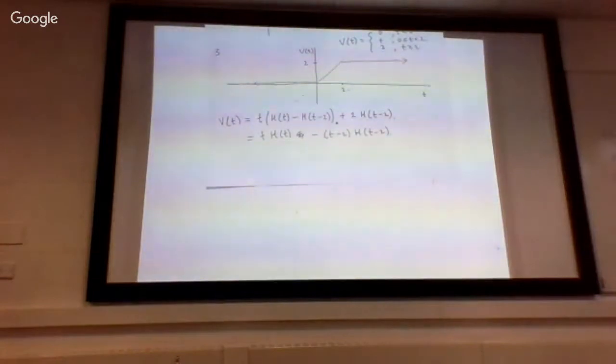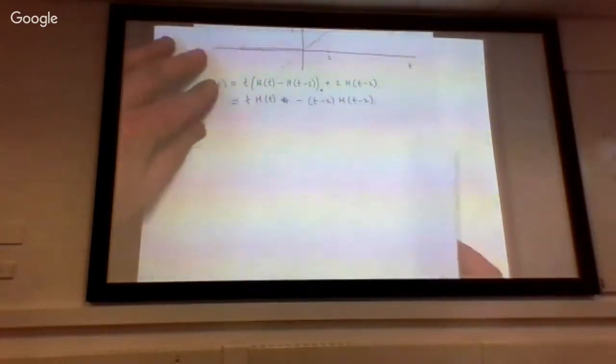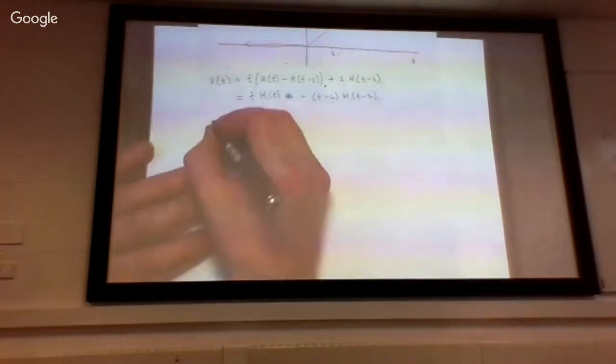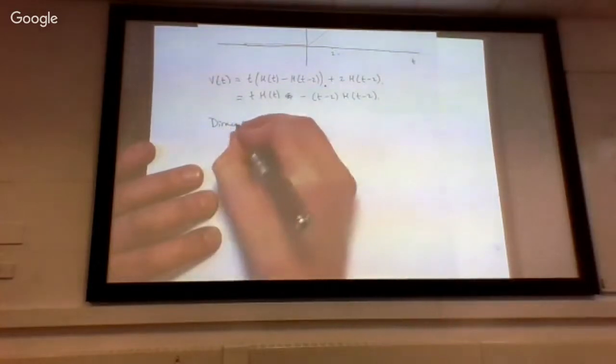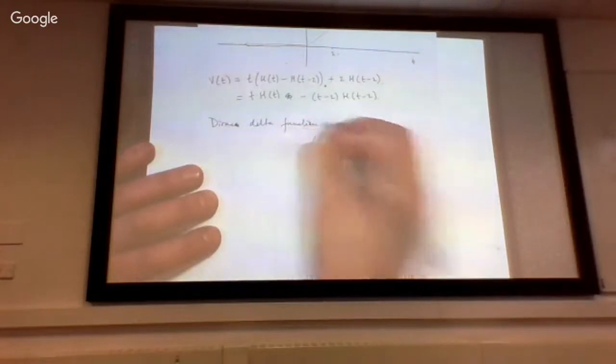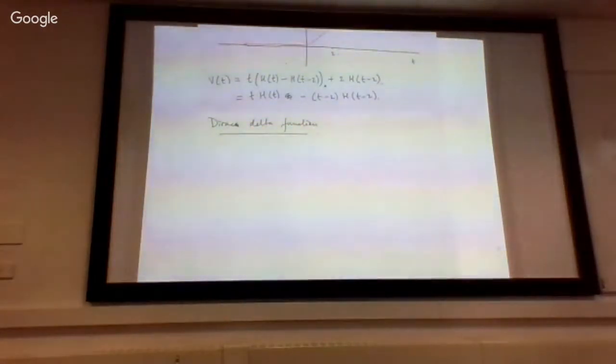Now, second function, so I said this was about enlarging the landscape of functions. The second function we want to introduce is the Dirac delta function. Paul Dirac was a mathematical physicist who was involved in development of quantum mechanics in the last century. So this function is named after him.